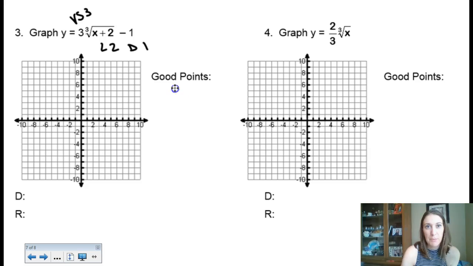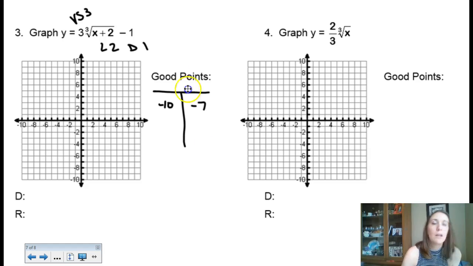All right, if you want to pause the video right now to get some good points, that'd be fine. The negative 8 is a good number to cube root. So in order for this to come out to negative 8, that would have to be a negative 10 in the x. So negative 8 cube rooted is negative 2, times 3, negative 6, minus 1 is negative 7, I think. Yeah. And then negative 1 is a good thing to cube root. So in order for this to be a negative 1, x would have to be a negative 3. Cube root of negative 1 is negative 1, times 3 is negative 3, minus 1 is negative 4.